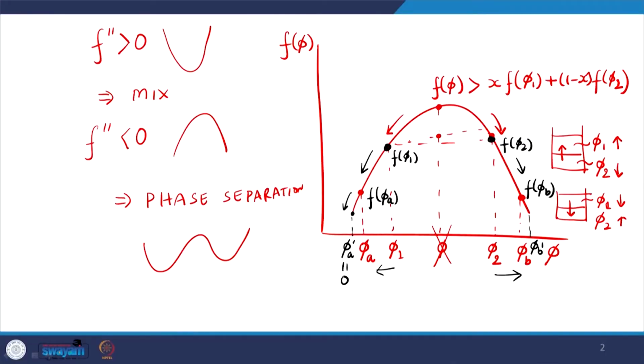This will keep on happening until we reach this equal to 0 and this equal to 1, because there is a single maxima in the curve. So, pretty much one of the volume fractions is going to decrease and the other volume fraction is going to increase until the system is fully phase separated, because once that happens, phi cannot further decrease or increase, because we have reached the limiting cases of 0 and 1.